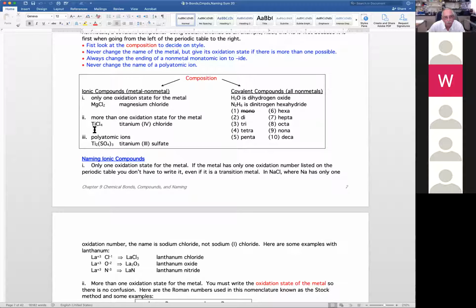So why do I know that this is titanium 4 right here? It's because this 4 that's down here came from up here. And this 1 that's down here, not written, came from up here. So this is a combination of the titanium 4 ion and the chloride 1 ion.